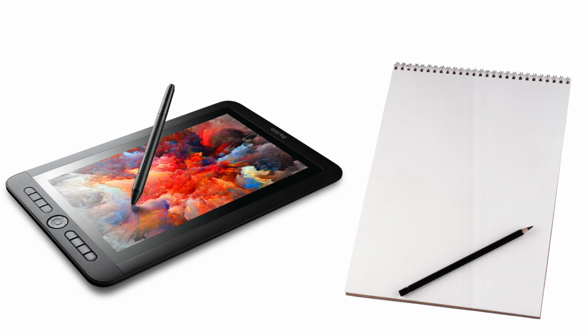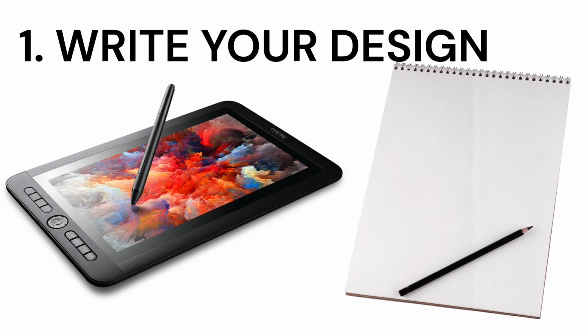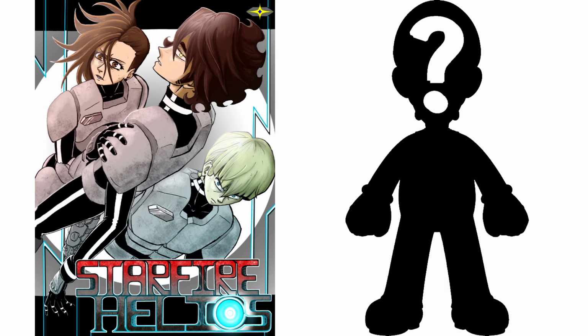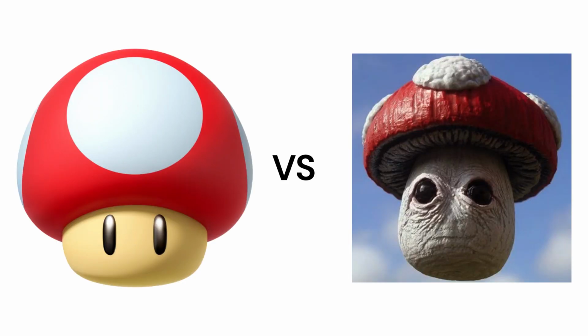Step number 1 is to write our design. That's right, you heard me. Before we draw our design, we are going to be writing it. We will use the 4 elements of character design to organize our thoughts. For this demonstration, I'm going to be designing 2 characters. One is going to be for my manga series, Starfire Helios, and that's going to be more of a realistic design. And the other will be a cartoony video game character that I've come up with. The reason I am designing 2 characters in this video is so that you can see some of the differences in approach for cartoons versus realistic characters.